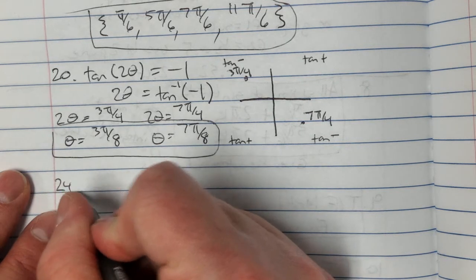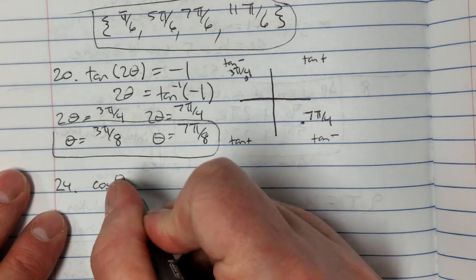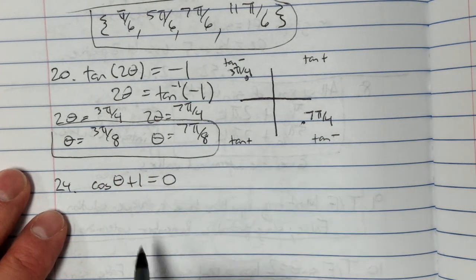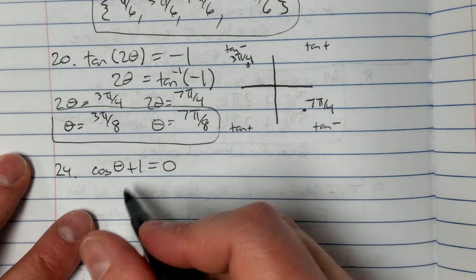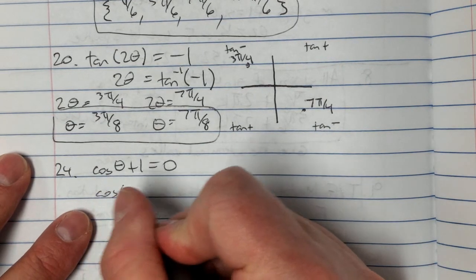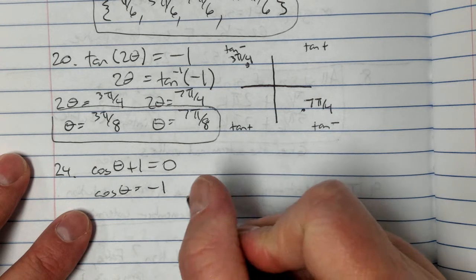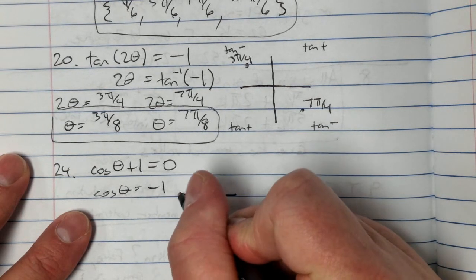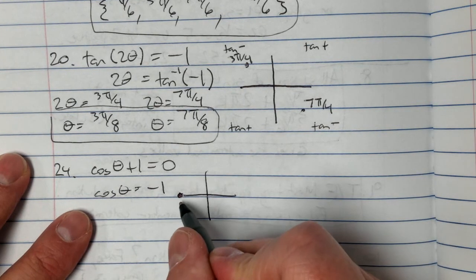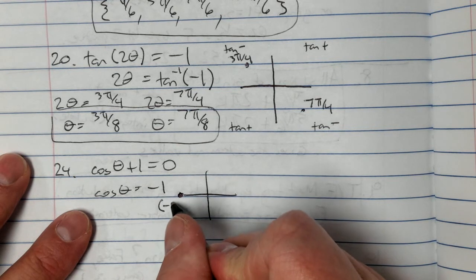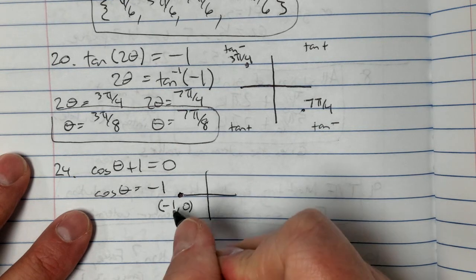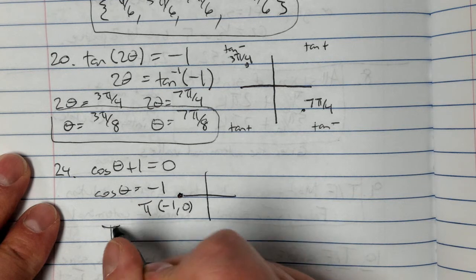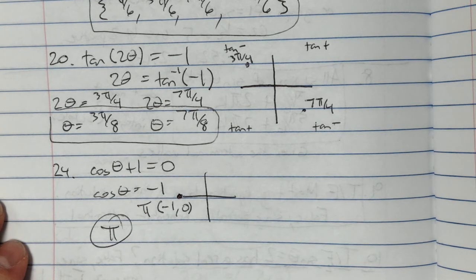The next one is an easy one, cosine theta plus 1 equals 0. So you just subtract 1. So cosine is negative 1, and that happens at negative 1 comma 0, which is at pi. So your answer is pi.